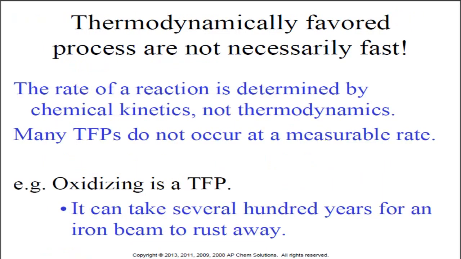Now, just because a reaction is thermodynamically favored, it does not necessarily mean that it's fast. Remember that the rate of the reaction is determined by the kinetics, not the thermodynamics. So many TFPs, which stands for thermodynamically favored processes, do not occur at a measurable rate. For example, oxidizing, which is rusting, is a favored process, but it can take several hundred years for an iron beam to rust away. So if this process is favored but it does not occur at a measurable rate, it's said to be under kinetic control. High activation energy is a common reason why many of our favored processes are under kinetic control.